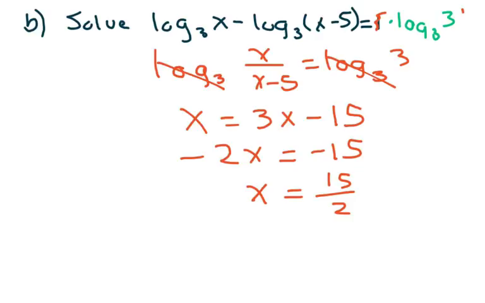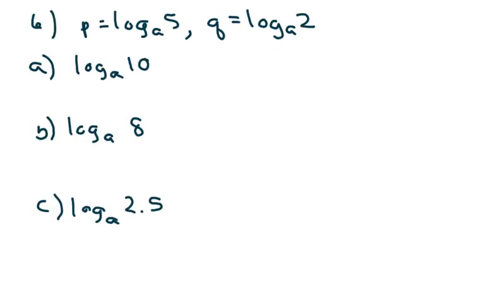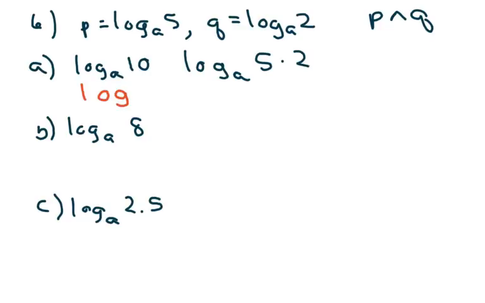Okay, the last two problems are very similar to what we've already done, so I'm going to go really quickly on this. Basically, they want us to write this in terms of p and q. So I have log base a of 5 times 2, which is log base a of 5 plus log base a of 2, and that's just going to be p plus q.